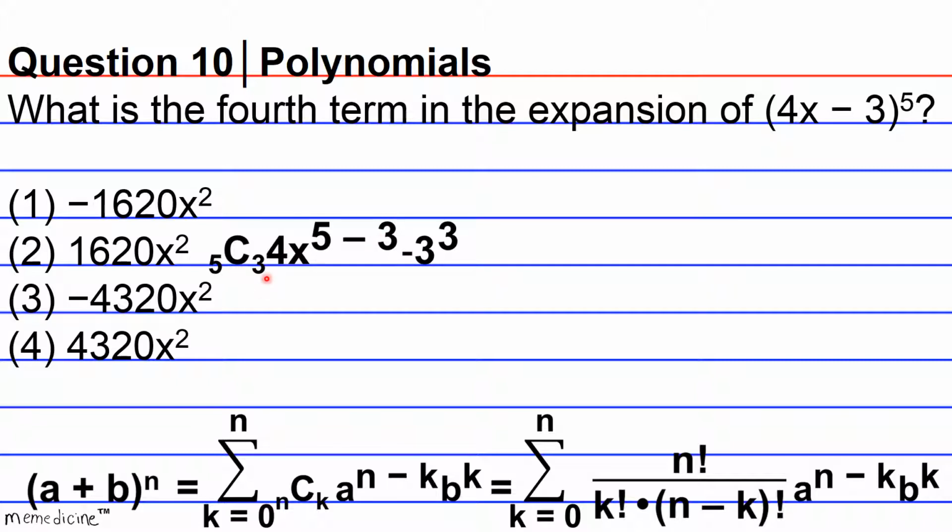This is what it's going to look like: 5 choose 3 times (4x) raised to 5 minus 3, times (-3) raised to 3. We'll first change our combination into a factorial, and then simplify our first exponential expression by subtracting the exponent 3 from 5. We'll also simplify this exponential expression by multiplying -3 by itself 3 times. So everything is going to look like this.